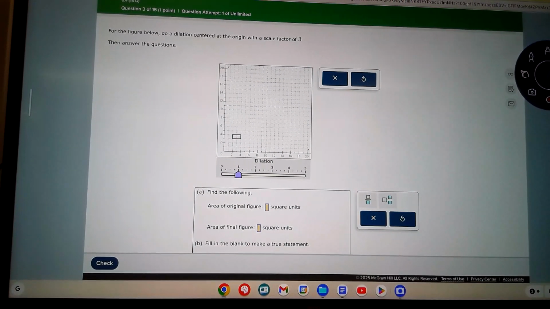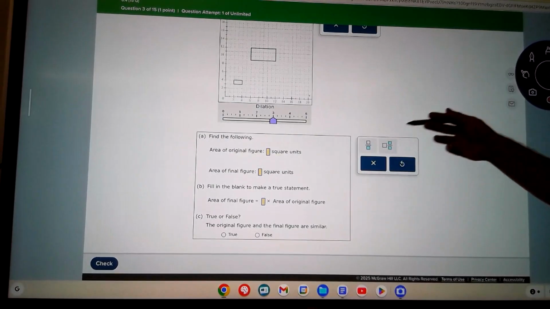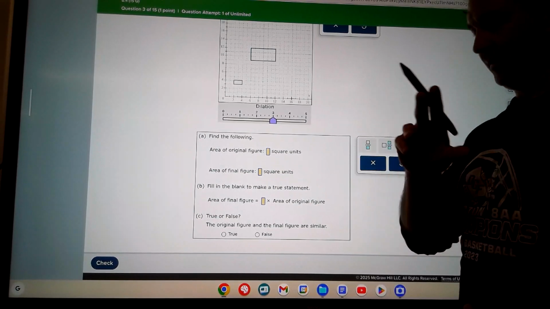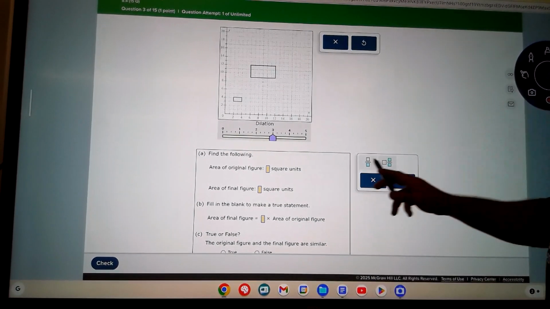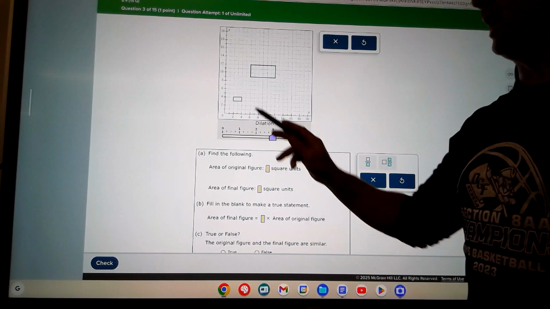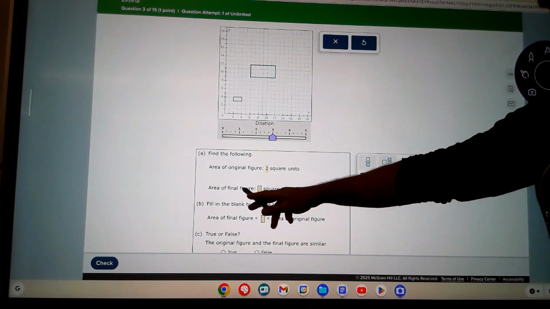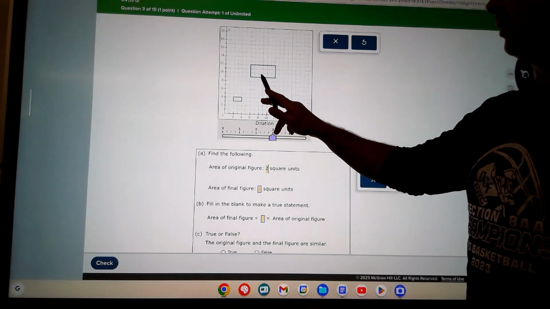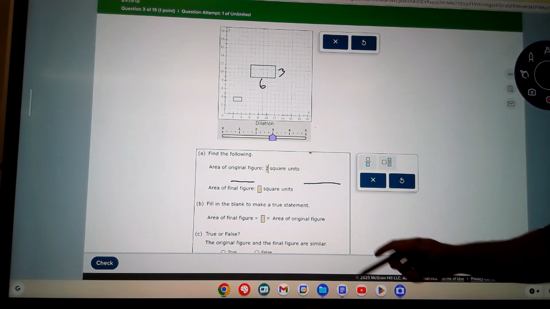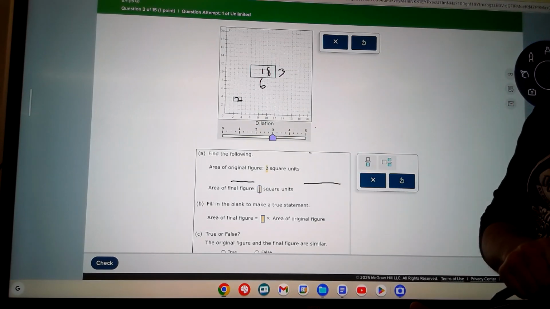Okay, do a dilation of the center of the origin with a scale factor of 3. 3 again. So move the slider over to 3. There it is. Figure out how many square units of the area. Let's take a look at the area now. This might be interesting. The area of the original figure: if I have a 2 by 1, what's the area? I take 2 times 1 and you get 2. So we have 2 square units. Now, the final figure. 1, 2, 3, 4, 5, 6. So this would be a 6 by 3. What is that? 18. So I went from 2 to 18.